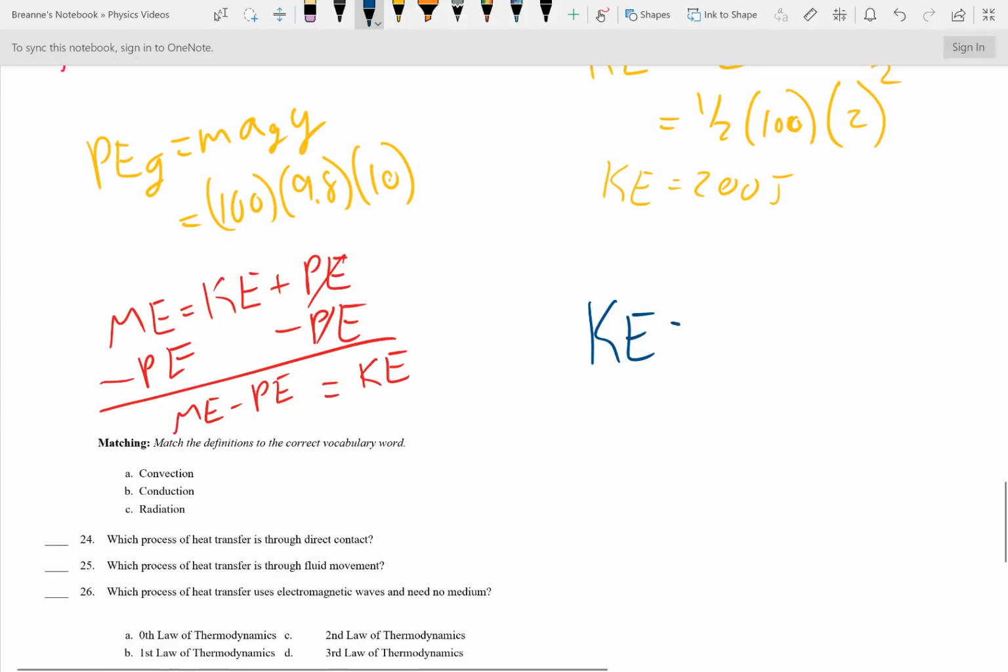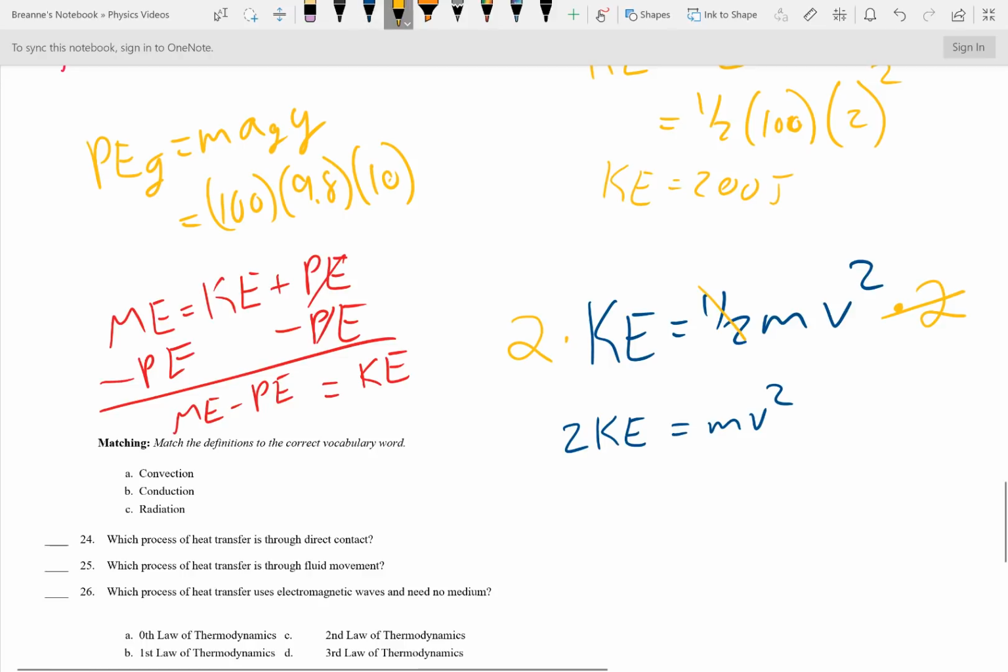So we're going to go back to the kinetic energy equation, and we want velocity by itself. You can manipulate the formula without even putting numbers in there. So we want 1/2 to be on the other side. The opposite of 1/2 is 2, so we're going to multiply both sides by 2. And we get 2 times kinetic energy equals mass times velocity squared.